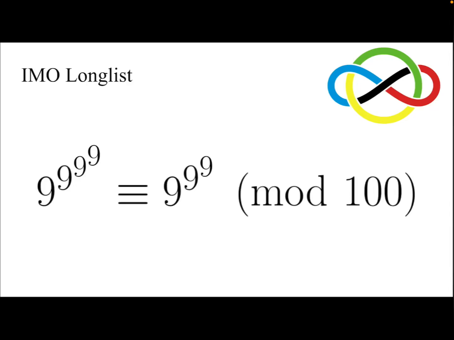In this video, we are going to show that the last two digits of 9 to the power 9 to the power 9 to the power 9 is equal to that of 9 to the power 9 to the power 9.